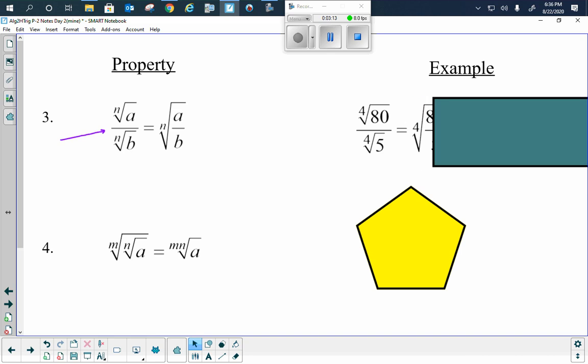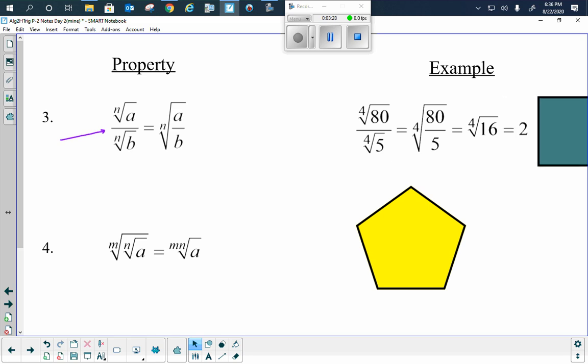That's a whole lot easier to say. That's the 4th root of 80 over 5. And of course, 5 goes into 80 16 times. So now it's the 4th root of 16. And now I'm just asking myself, what number do I multiply by itself 4 times to get 16? And you should be thinking that that is 2.